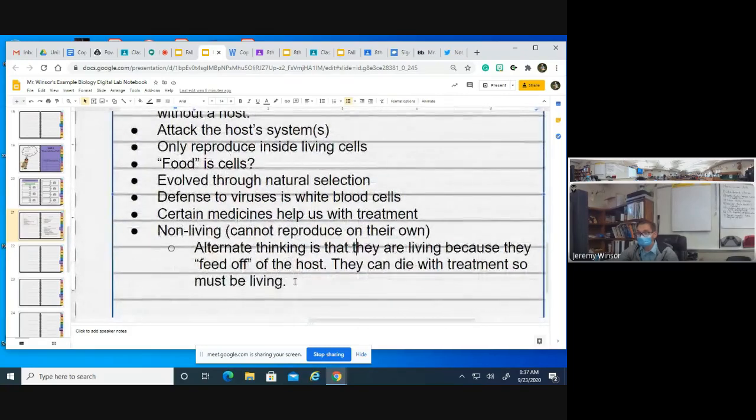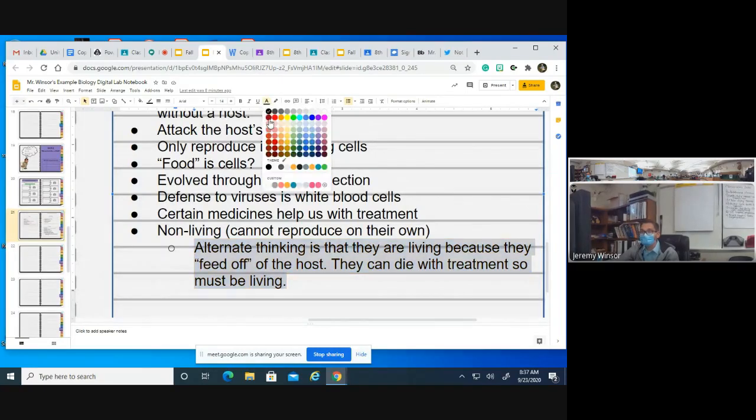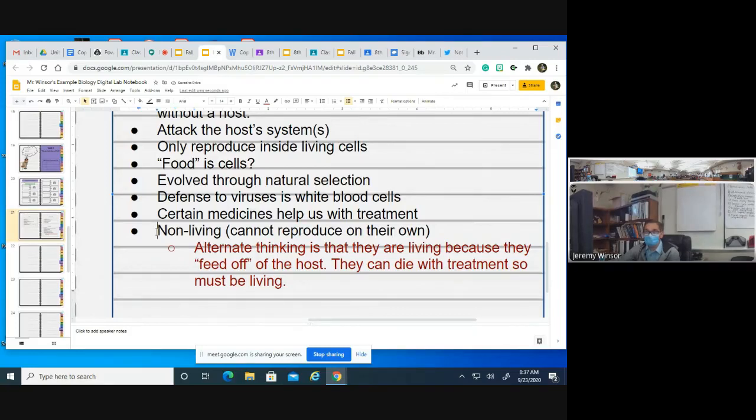And I'm going to turn this alternate thinking red. And that tells us that we changed our thought on it. It's no longer a thinking, and we're going with they are non-living because they cannot reproduce on their own. And that's our consensus as a group. Do we know anything else about viruses?